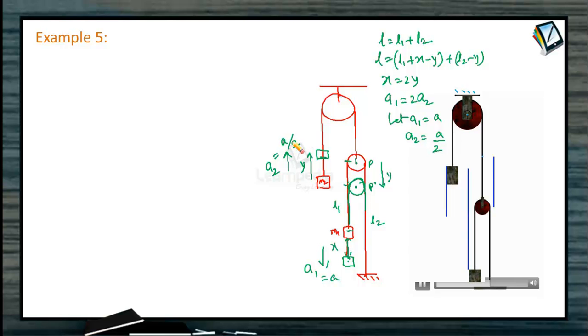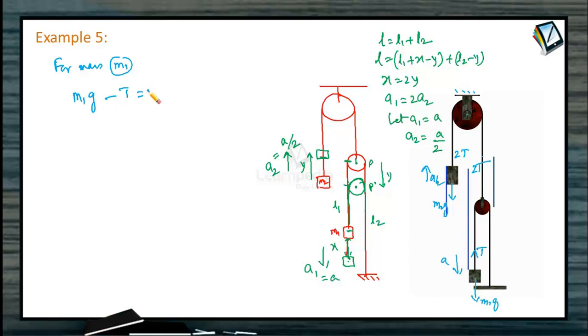Correct? Now make a free body diagram for mass M1. What are the forces acting on this body? On this body, one force is M1g. This side tension T. This is 2T. This is 2T. This side you have M2g. This is coming down with acceleration a. This is going up with acceleration a by 2. M1g minus T is equal to M1a. For the second body, 2T minus M2g is equal to M2 into a by 2. This is our equation 1. This is equation 2, for the body of mass M2.